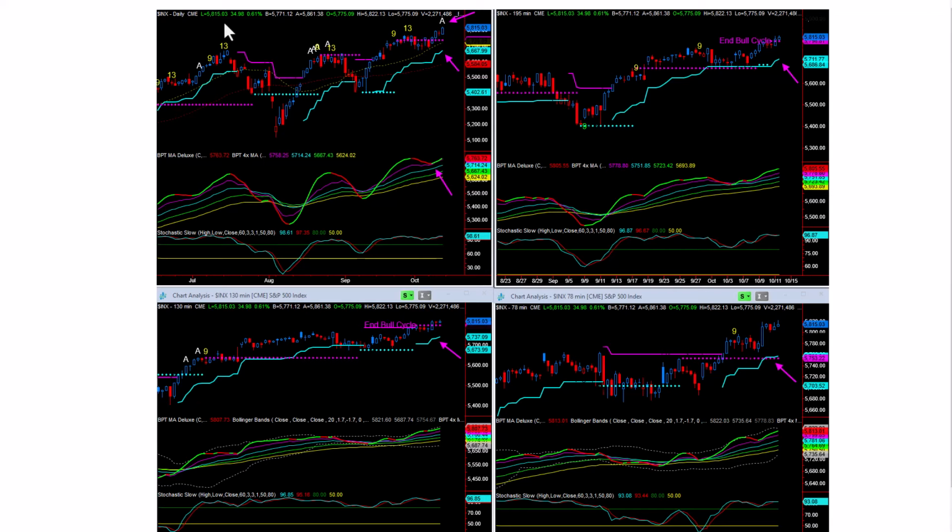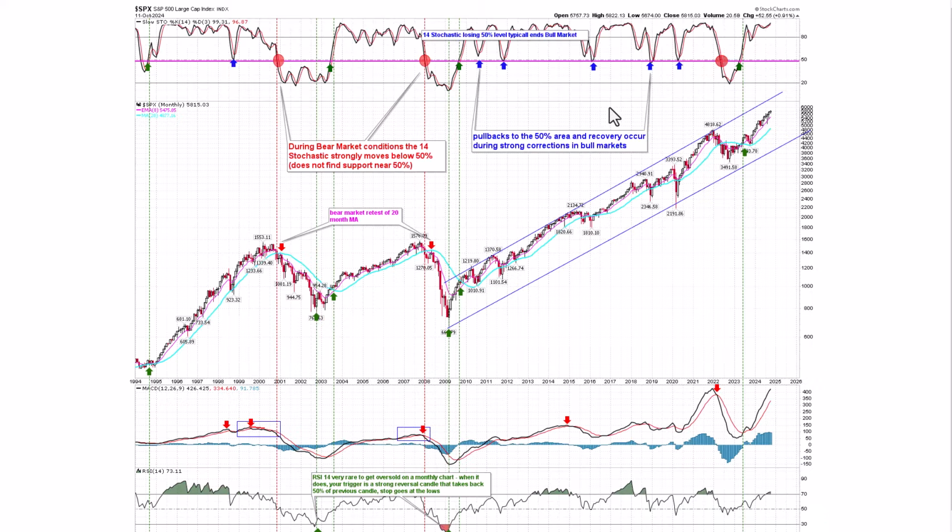Next, image number 11. Here are the 4 time frames. Daily up here, upper left. Again, one thing to note, there's a little A here. That's amateur buying, just lighter volume, so be aware of that. We have a little end of bull cycle here on the half day. Just something to be aware of. Again, the ATR is support on all these time frames now. Moving back to the standard chart.